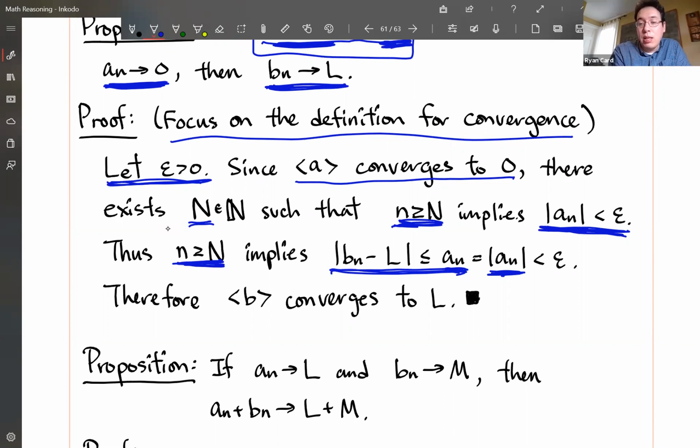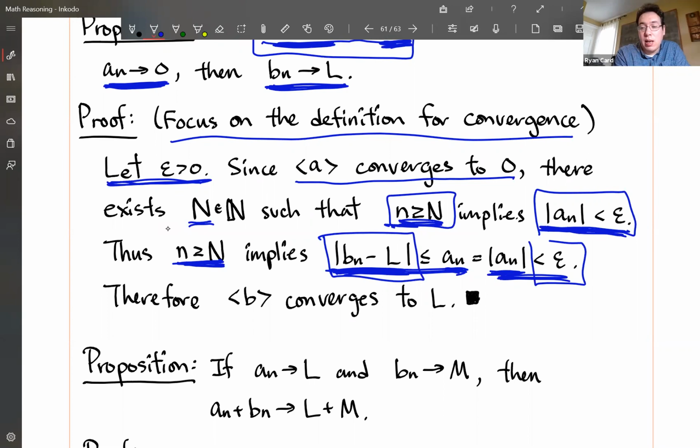But we also know that if little n is greater than or equal to big N, that thing is less than epsilon. So now this has to be also true. But if you look at the chain of inequality, this expression over on the left is less than epsilon. So that's exactly what you have to show for the sequence BN to converge to L. So by the definition of the limit, that shows that the sequence B converges to L. I hope that made sense.